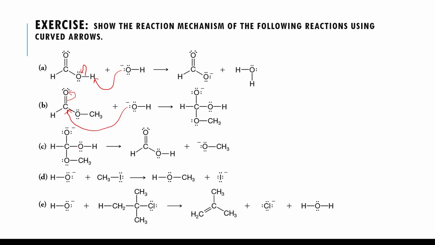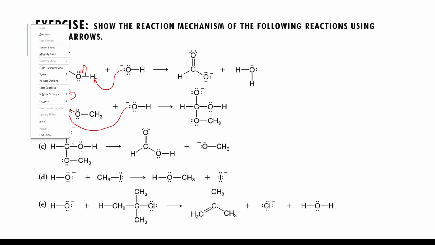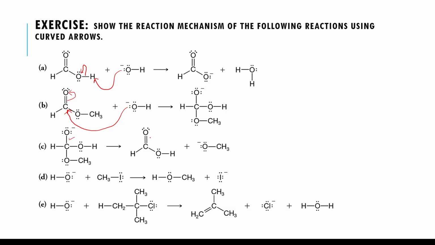In the third example, it is exactly the opposite reaction. We have one reactant, but we have two products. Basically, this is an elimination reaction. What is happening? Let's summarize. Here we have just a sigma bond. It's forming a pi bond.